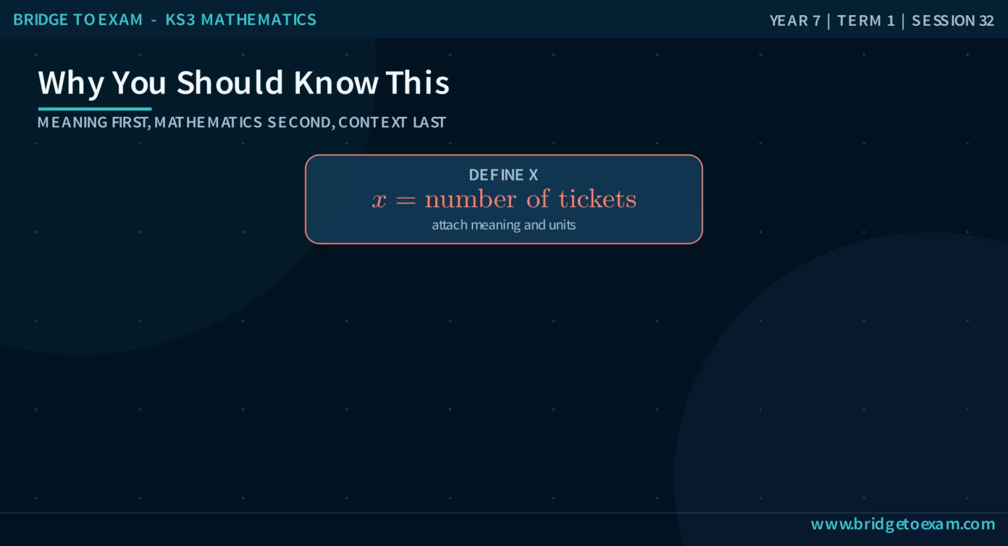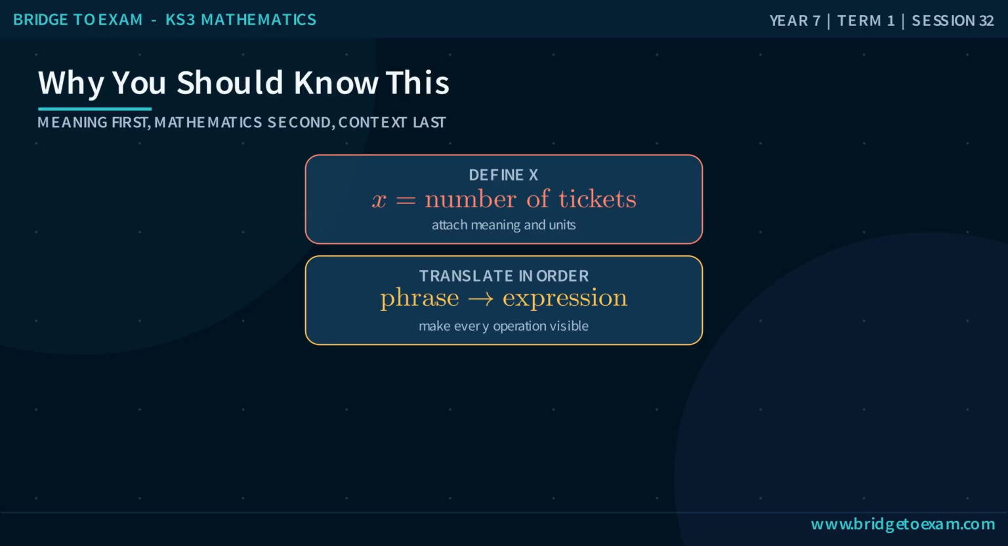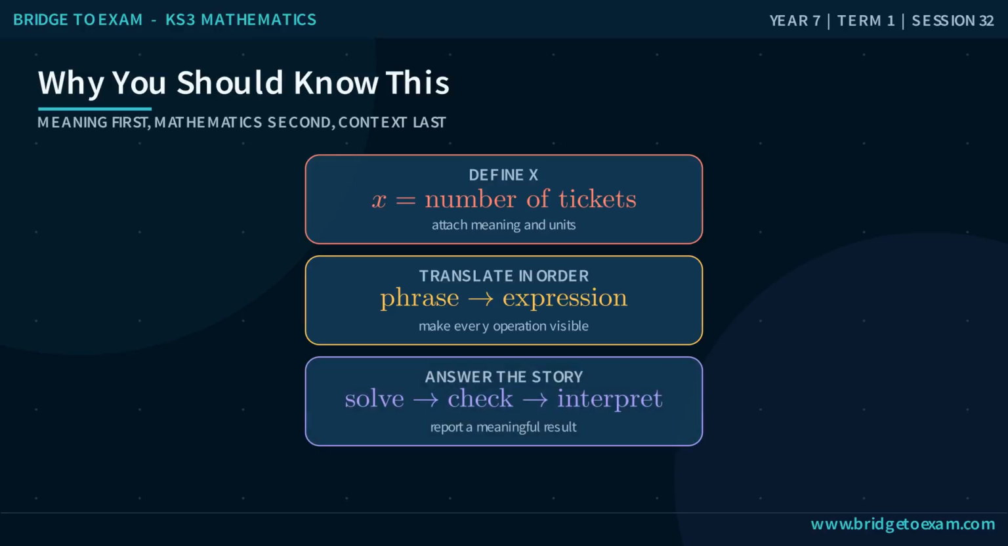Writing what x represents prevents the answer from losing its meaning or units. Building the expression one phrase at a time makes the operation order visible and reduces guessing. Substituting the solution back into the story checks both the mathematics and the interpretation.